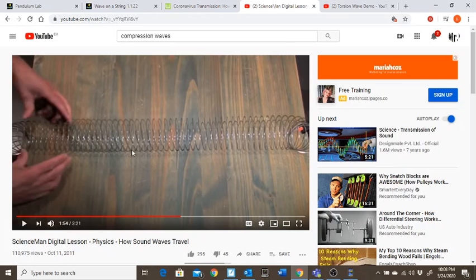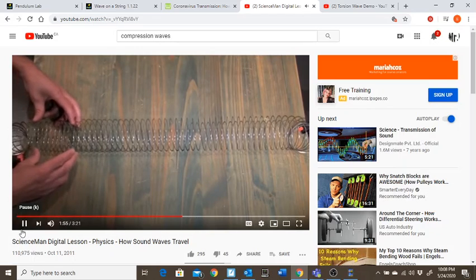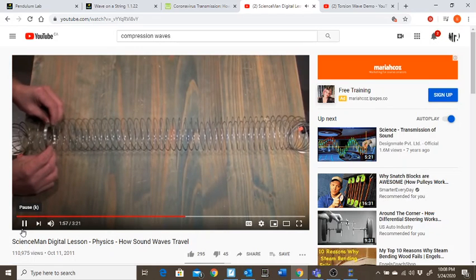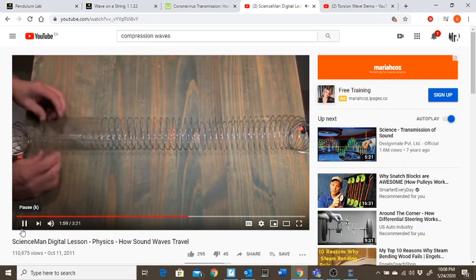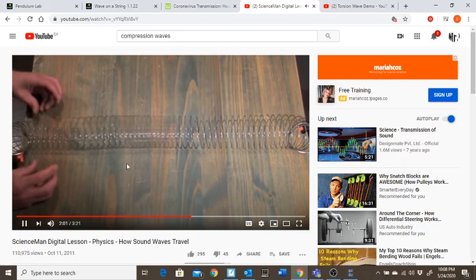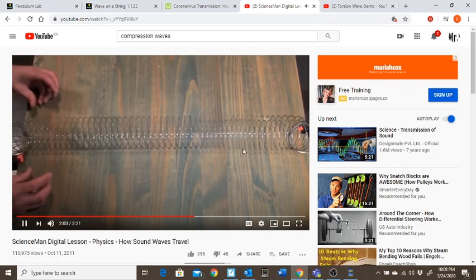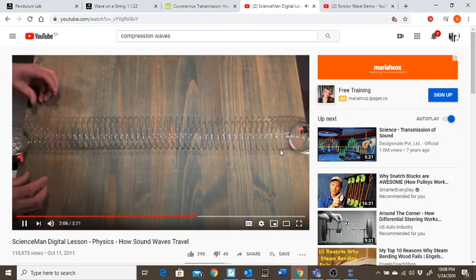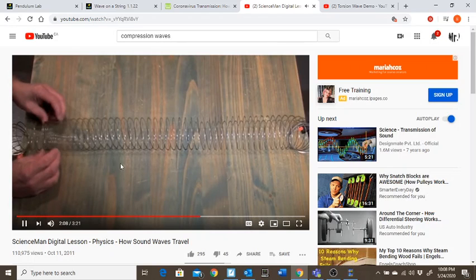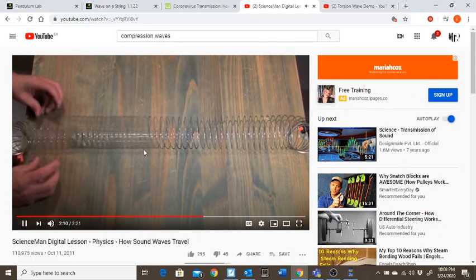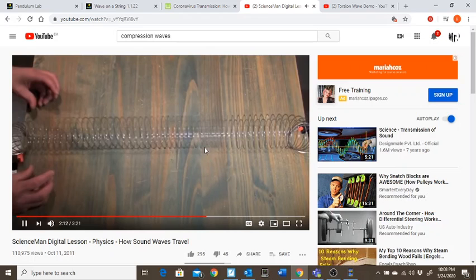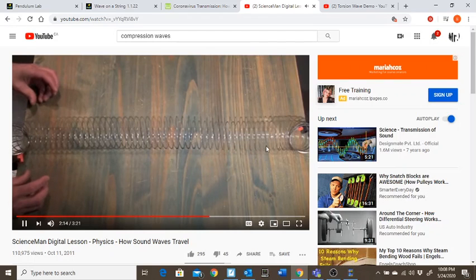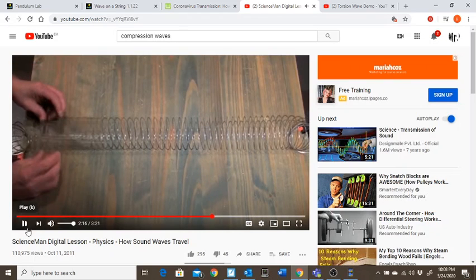Now this is not moving sideways. This is moving along the length of the spring. Let's see if this works. It is not the medium that moves, only the vibration. Here, the compression in the spring moves from one end of the spring to the other, but the spring itself does not go anywhere. It's the same for sound waves that are generated in air. The vibrations travel via vibration of air particles.